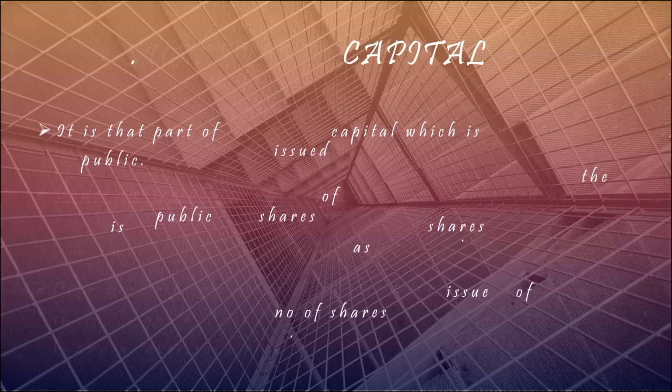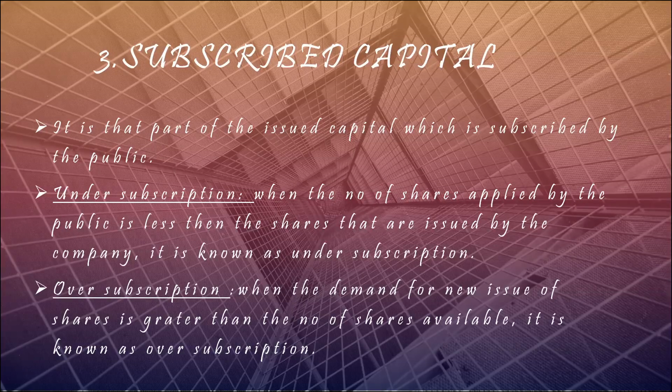Next, third one is the subscribed capital. Subscribed capital is that part of the issued capital which is subscribed by the public. It is classified into two categories: oversubscription and undersubscription. Oversubscription is when the demand for the new issue of shares is greater than the number of shares available. For example, 10,000 shares are issued but 12,000 share applicants have applied; that is called oversubscription.